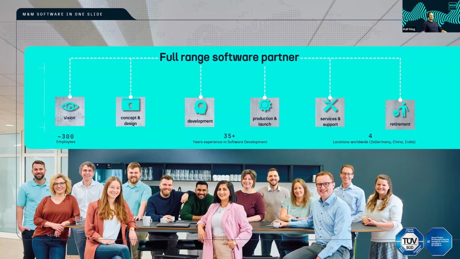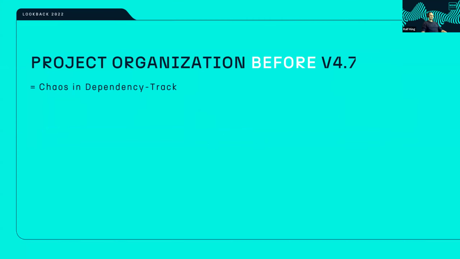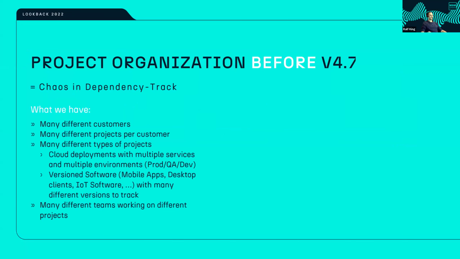So let me take you back a bit into 2022, in the era before version 4.7, because that's when we started to work on this feature in general, or on the preparation of this. Our problem back then was that we had introduced Dependency-Track in our projects, and it was basically a bit of chaos, because we have a lot of different customers with a lot of different projects per customer, also a lot of changing projects, because one project ends, the next starts, so maybe the old one is still in maintenance phase, a lot of people changing between different projects, some being part of multiple projects as well.